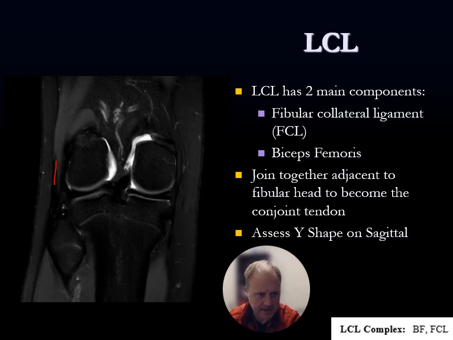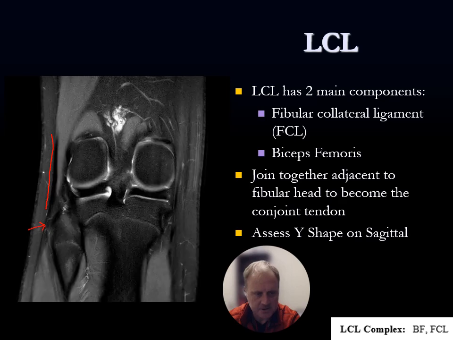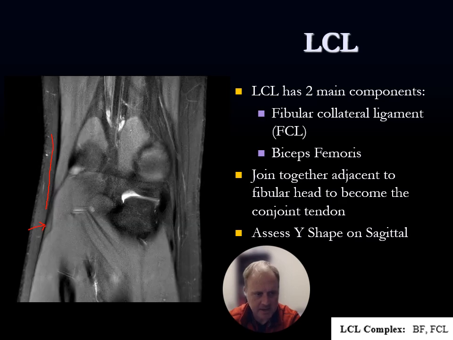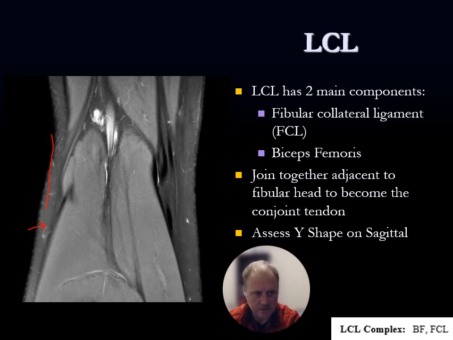The other structure that I have my line right over here is the biceps femoris. That's the other part that we want to look at. It's right here, and that is one of the hamstring tendons that comes down here to form the conjoint tendon. So that's one run through the coronal images of what the lateral collateral ligament looks like.